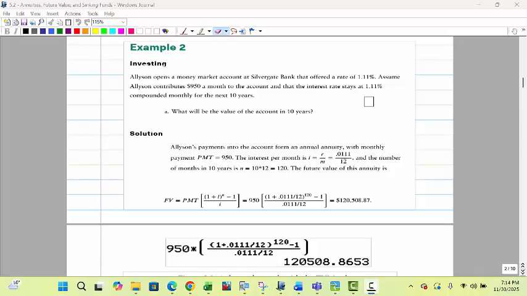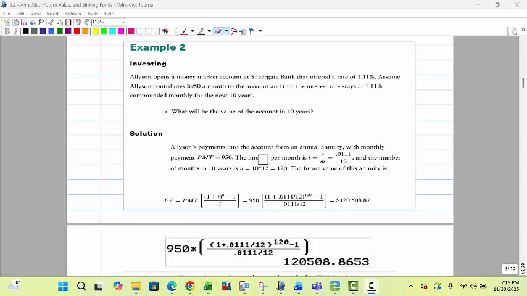Let's look at this example. It's out of the book. So we have a rate of 1.11% interest monthly. We're contributing $950 a month. And it's 1.11% compounded monthly for 10 years. How much will we have at the end of the 10 years?